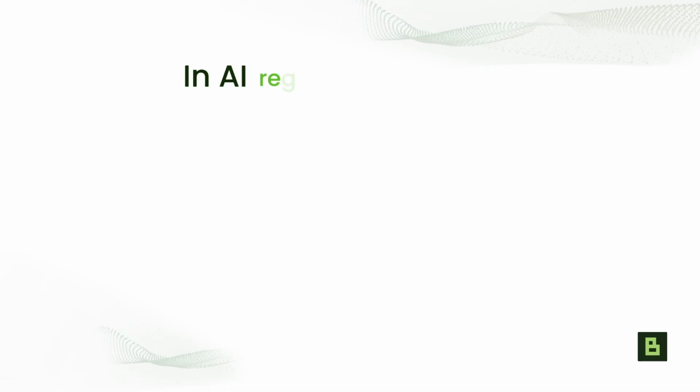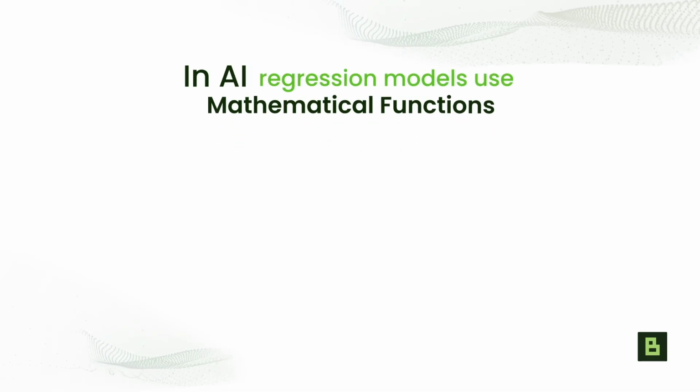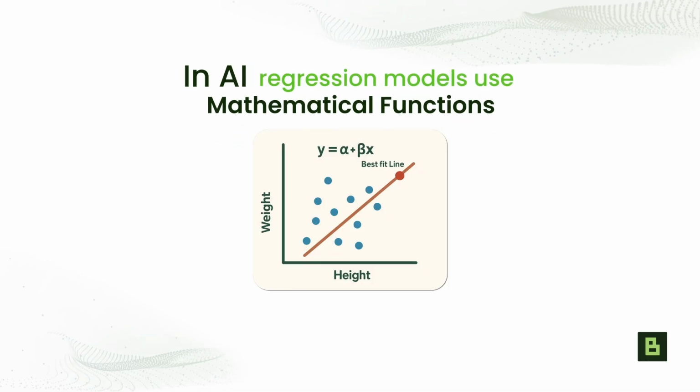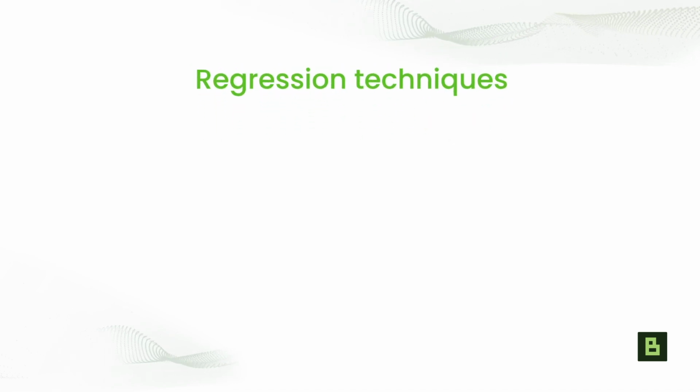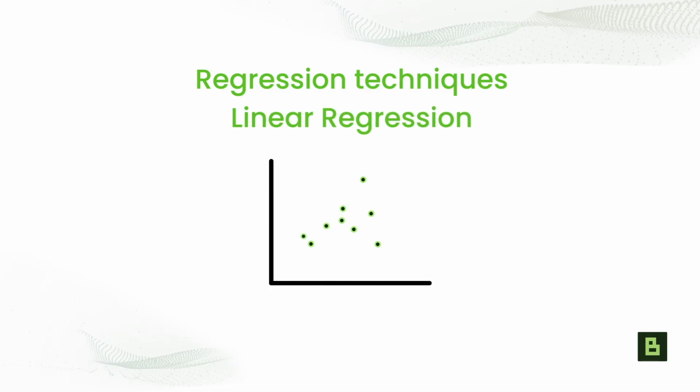In AI, regression models use mathematical functions to fit the best possible curve or line through the data points, so the predictions are as close as possible to real values. Regression also uses different techniques to predict numerical values. The simplest is linear regression, which fits a straight line to data points, showing how one variable changes with another.